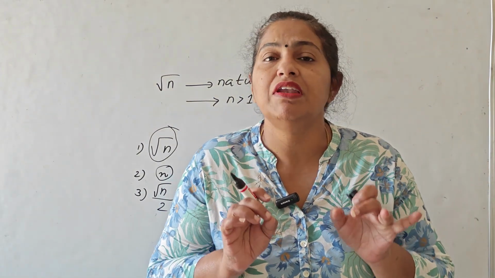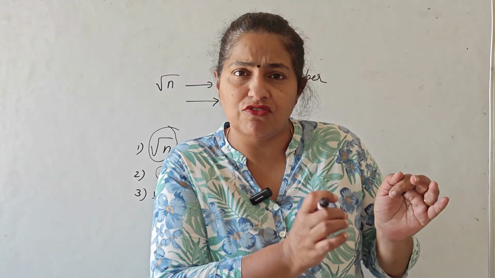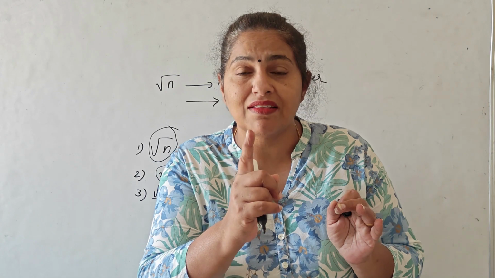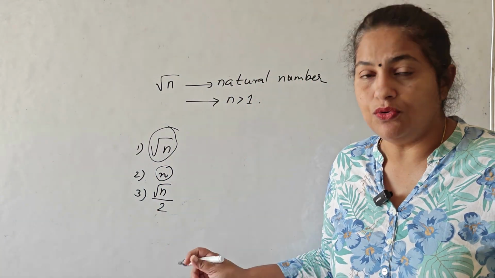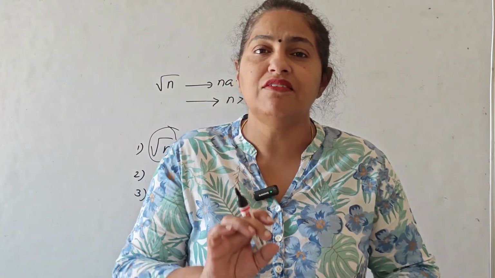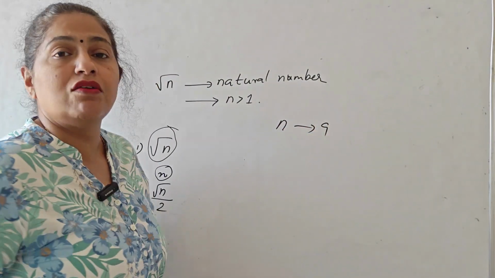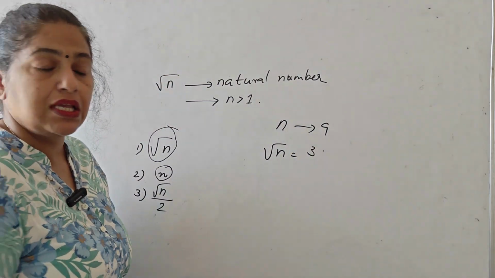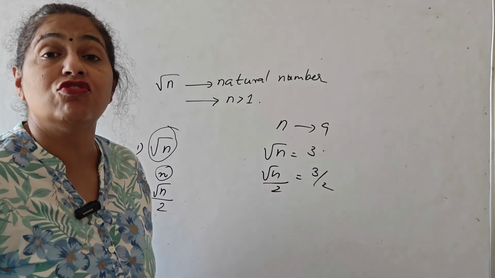Now, guys, whenever you are having a doubt regarding a particular concept as to whether it is true or not true, you just need to find one example to disprove it. So, root of n by 2, as a teacher, I know that it cannot be expressed as a product of primes. As a student, if you are having any doubt, just let n is equal to 9. What happens to root of n? It becomes 3. What happens to root of n by 2? It becomes 3 by 2, which is not a natural number.